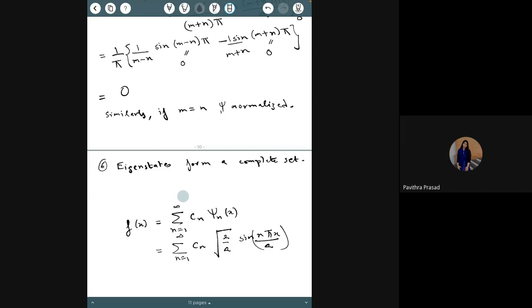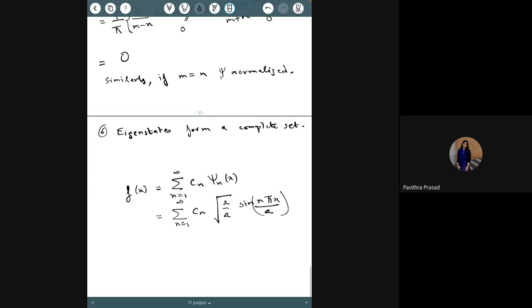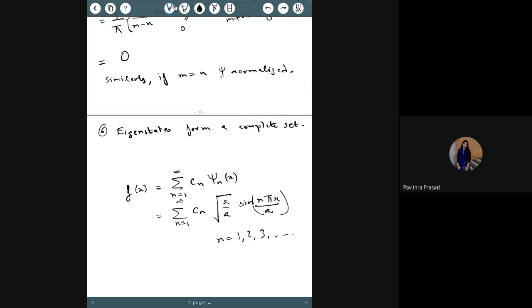Okay, so point six is basically that the set of solutions that you obtain for the particle in a 1D box, which is this set of functions, root of 2 by a sine n pi x by a, where n is equal to 1, 2, 3, up to infinity. This set of functions forms a complete basis, which means you can write any arbitrary function as a linear combination of these functions. So all points in infinite space are a part of the function space of this set of functions.